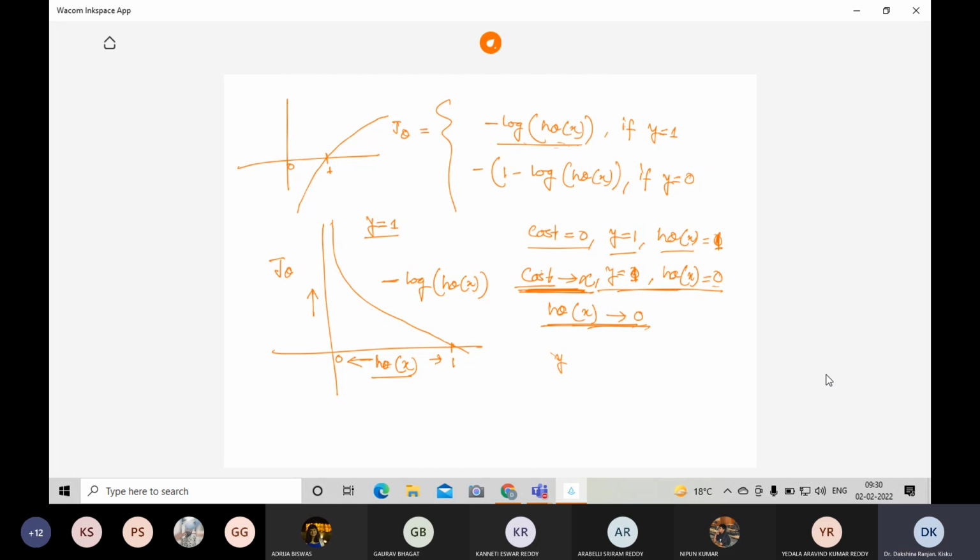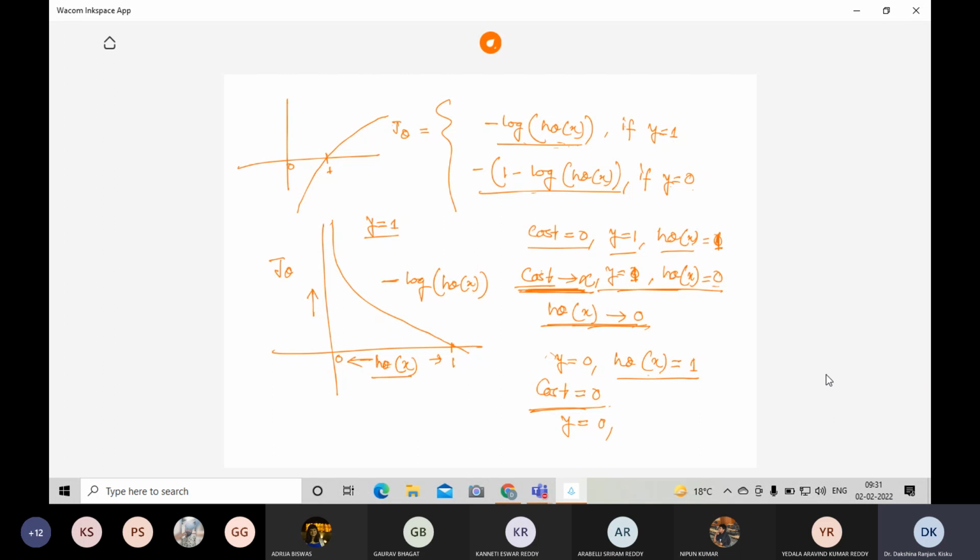So if we consider y equals 0 and h theta x equals 1, then what happens? For y equals 0, we can use the second equation, minus 1 minus log of h theta x. Then the cost will be determined as 0. That means for class label 0 and an approximated value of 1, the cost function will be found to be 0.